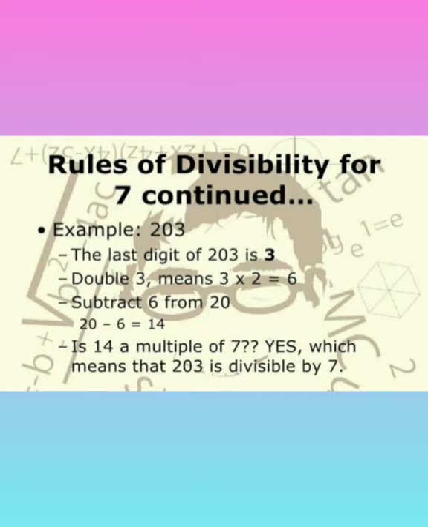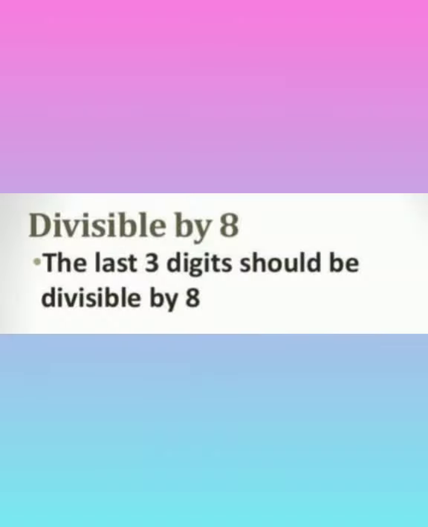The number is 203. You check whether this number will be divisible by 7 or not. So take the last digit 3. You want to write twice 3. So 3 into 2 is 6. Next, subtract 6 from the remaining digits. So remaining digits, what ma? 20. So 20 minus 6 is 14. So 14 is a multiple of 7. So it will come in the 7th table. So this 203, the whole number will be divisible by 7.